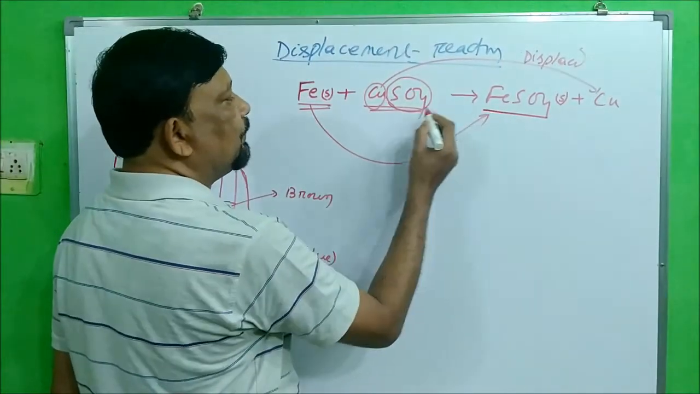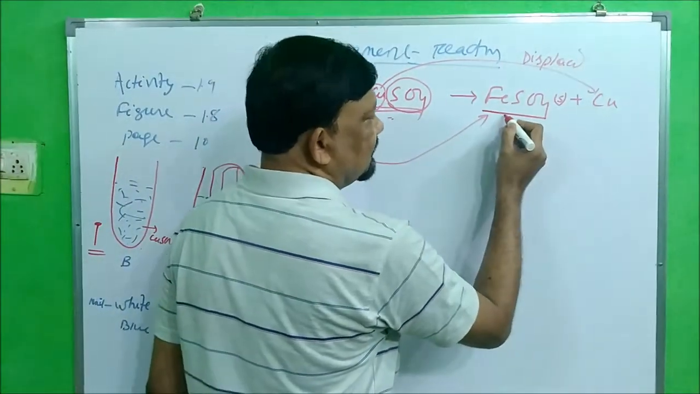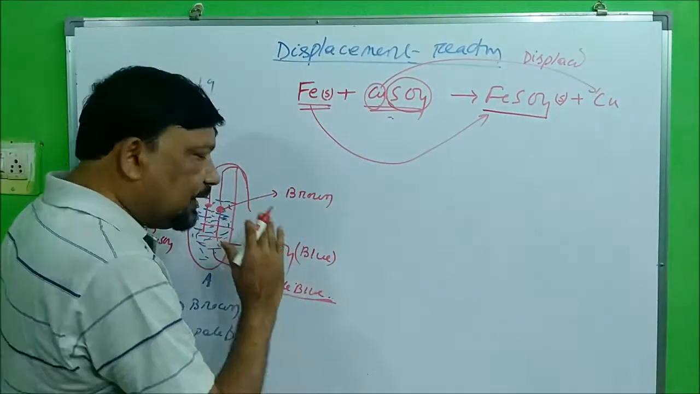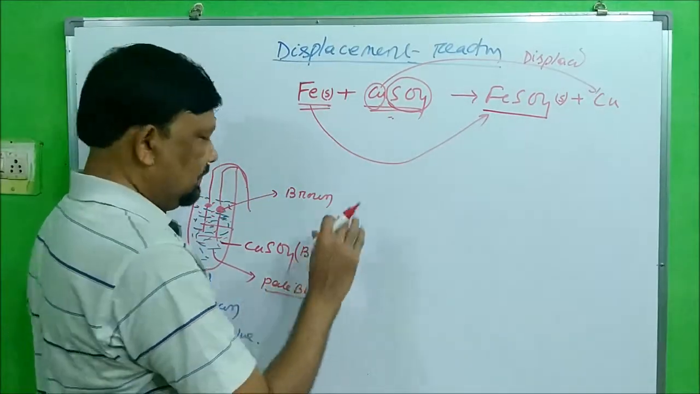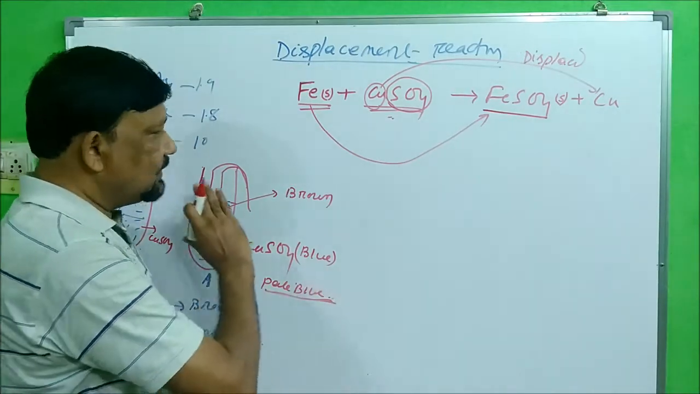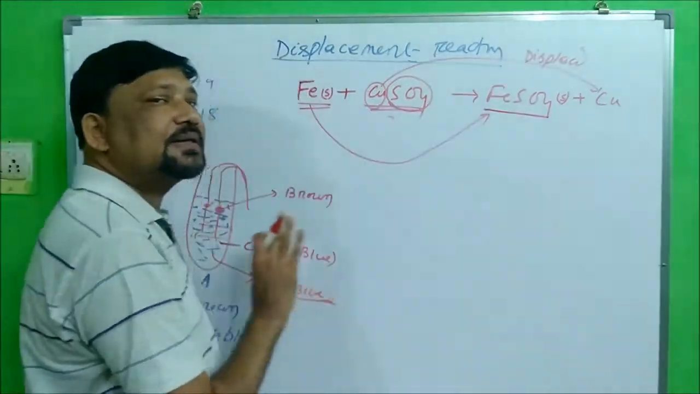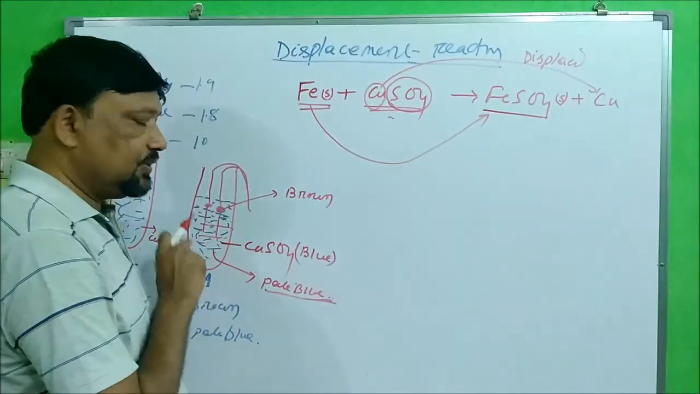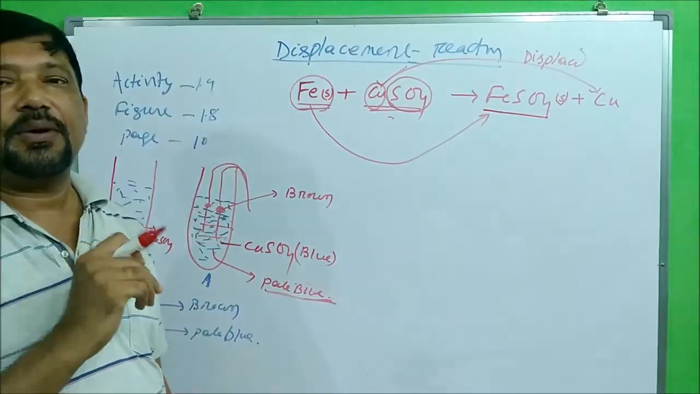As the copper is removed from this, the color of this test tube goes to pale blue. It is pale blue because still some copper sulfate is there in this reaction. As the reaction proceeds, if you prolong this reaction for a long time, it will change to white color. Take one more example.